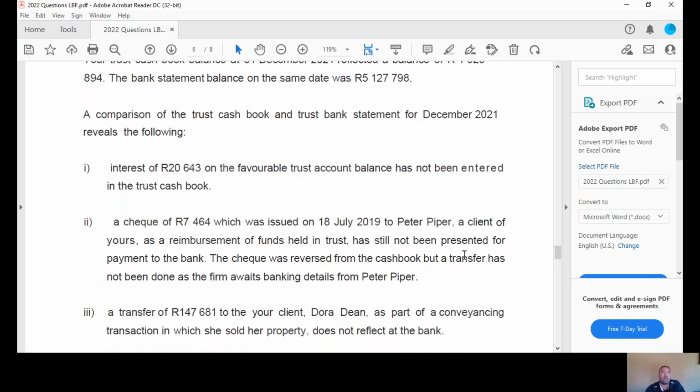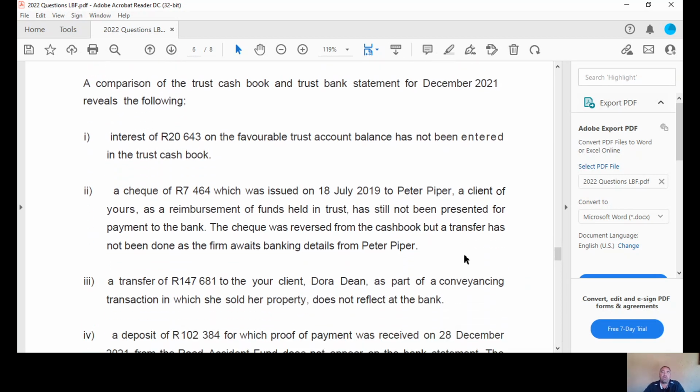Okay. A comparison of the trust cash book and trust bank statement for December 21 reveals the following. So now we're going to find all the entries that we need. So interest of 20,643 on the favorable trust account balance has not been entered in the trust cash book. So let's ask ourselves, is it a transaction that will happen in future? Answer is no, it has already happened. It is there on the bank statement. So I have no option then to go and add that entry into my supplementary cash book.